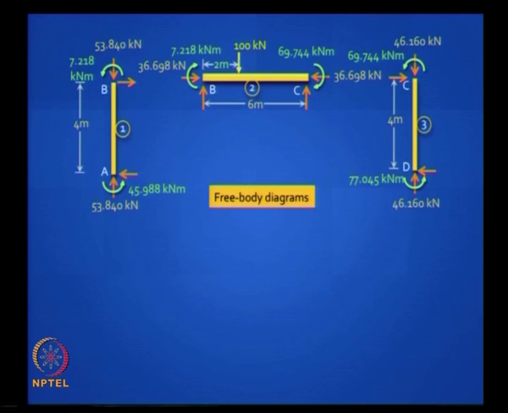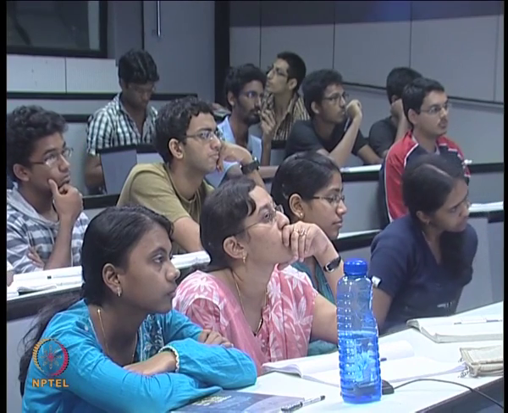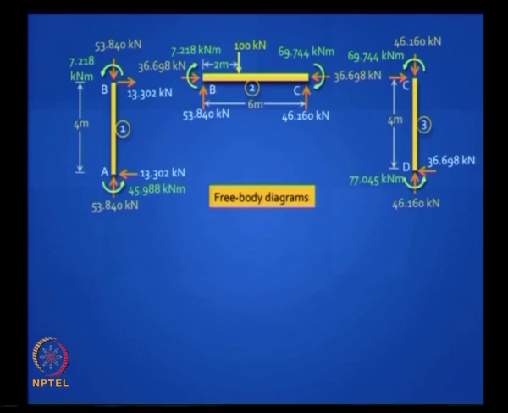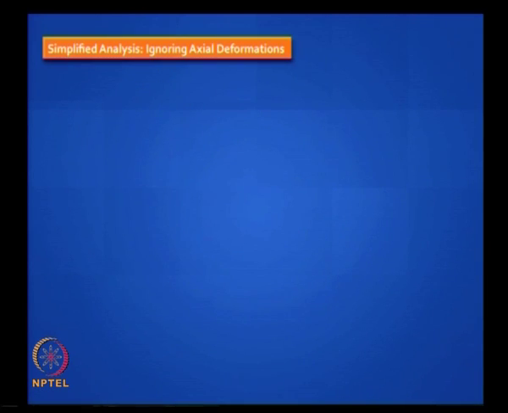Now the rest of it you can get from equilibrium, isn't it? You take the second element, you can get the vertical shear force. So you do that, that is just one step away, that is it, you are ready. Bending moment diagram is the same, exactly what we got earlier.